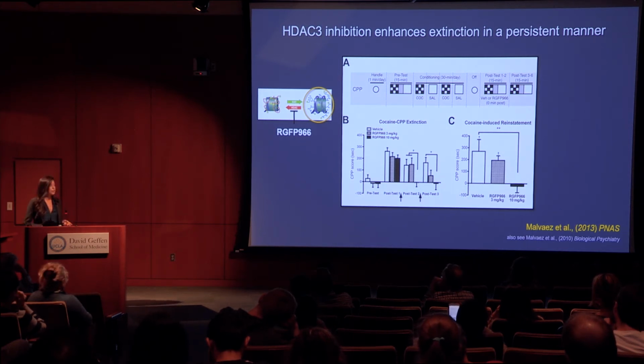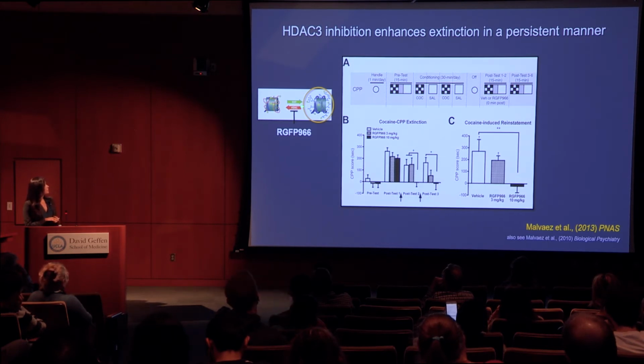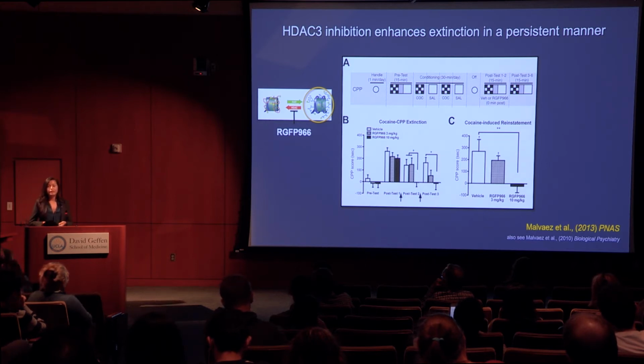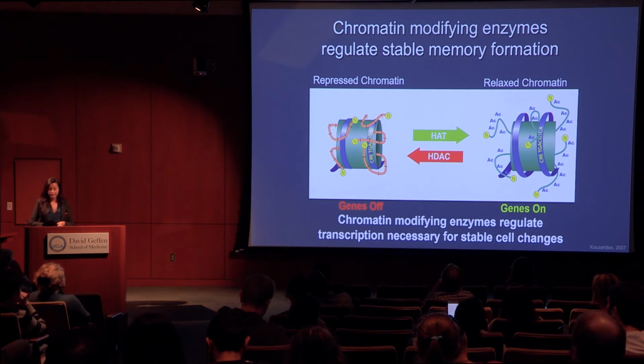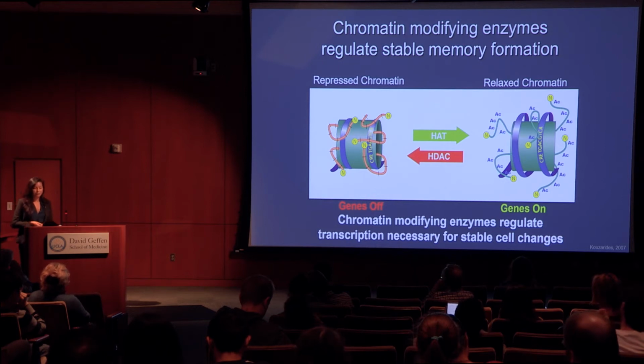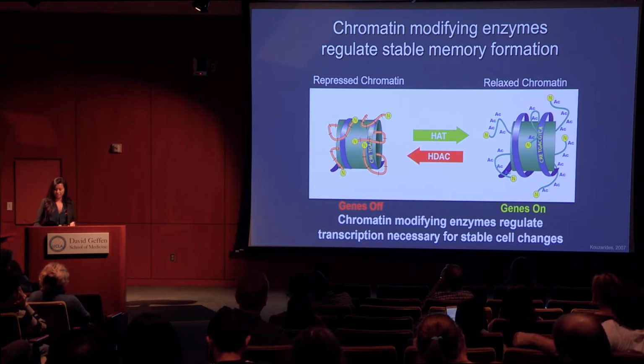So this shows that if you block these histone deacetylases, either non-specifically or with a specific HDAC inhibitor, and push the system to this open chromatin state, you can enhance extinction, not only the rate of extinction, but also its persistence. Again, this shows that these enzymes really do regulate these stable changes that are very long-lasting, which makes them a very appealing target for habits that are very stable.